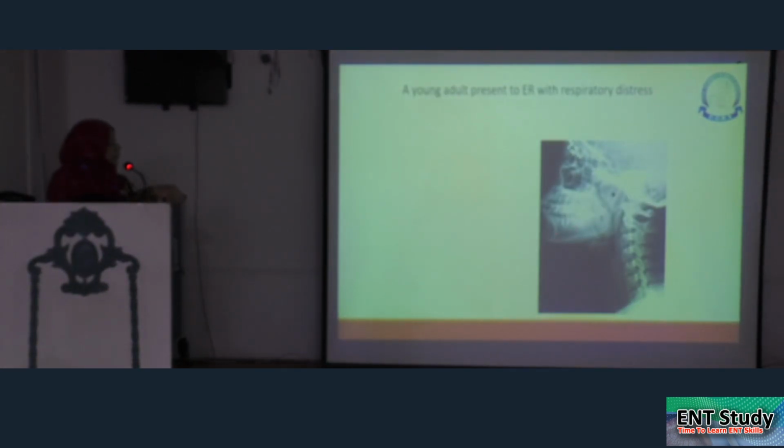This is the X-ray of a young adult presenting to the ER with respiratory distress. It shows there is a large adenoid along the posterior superior aspect, which is indenting the nasopharyngeal air column, and there is another well-defined soft tissue density at the level of the soft palate, and this is the enlarged tonsil, which is also causing narrowing of the nasopharyngeal air column.